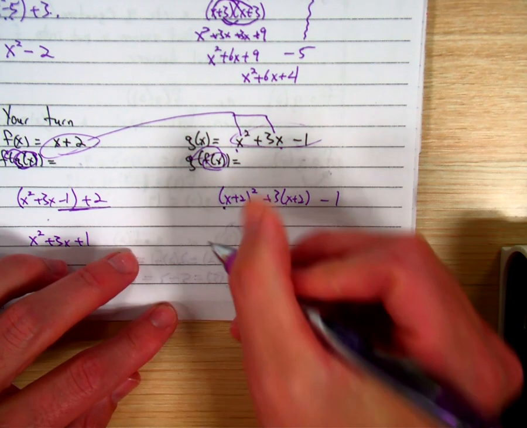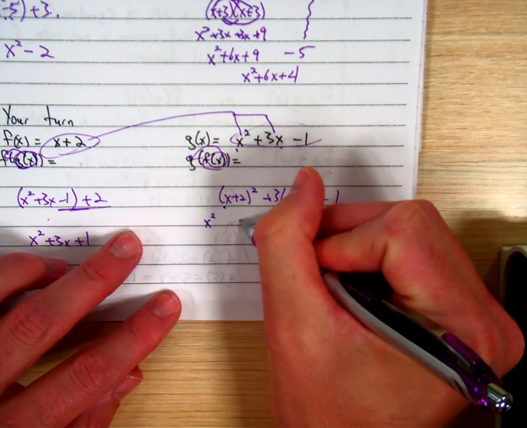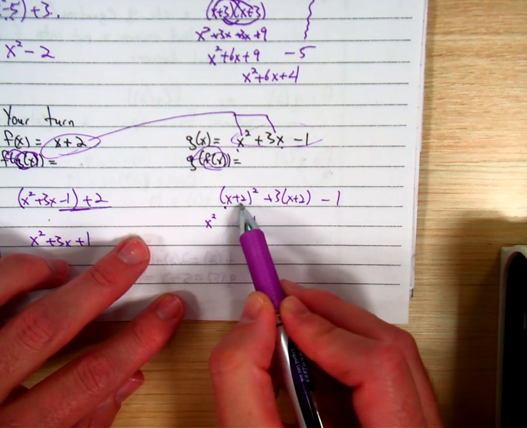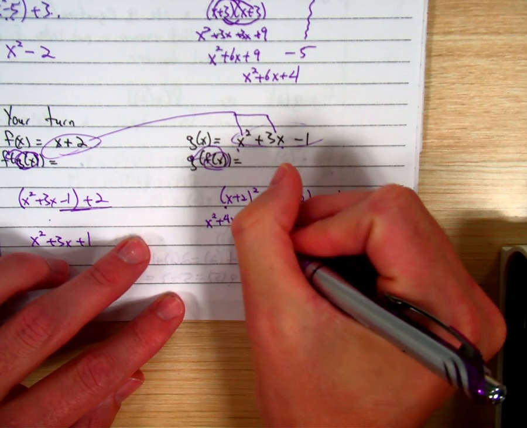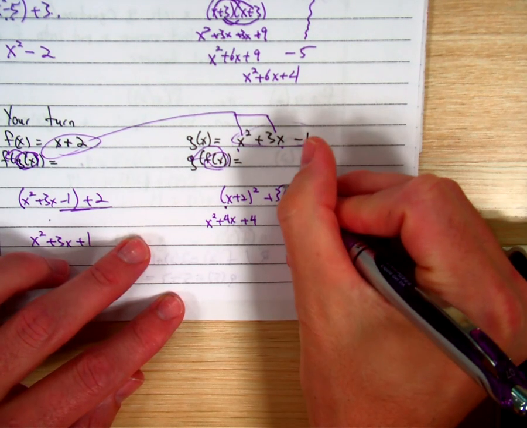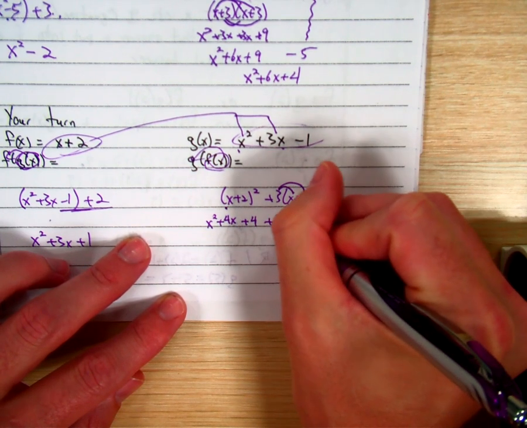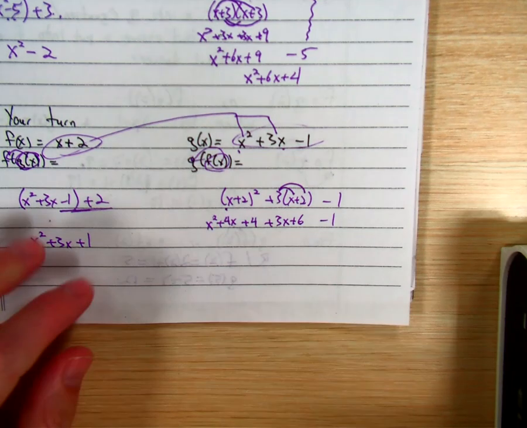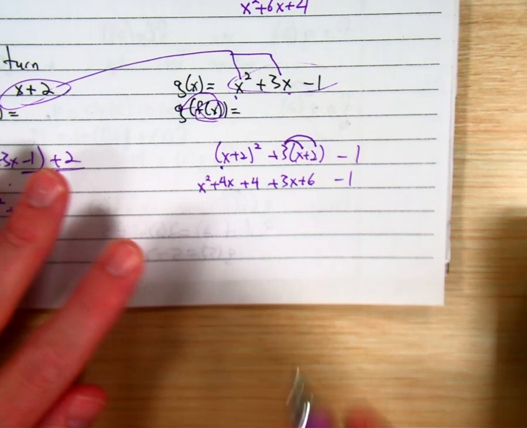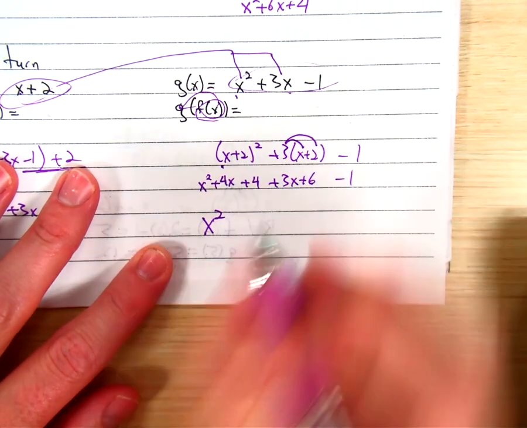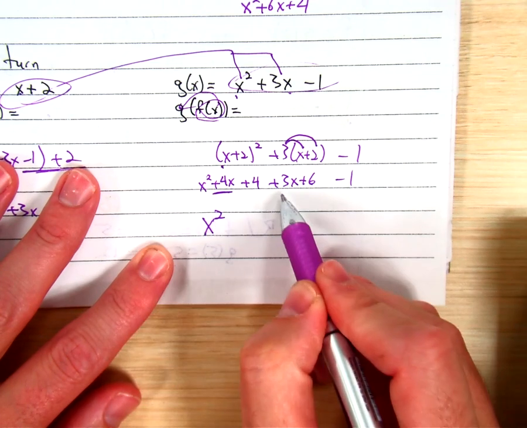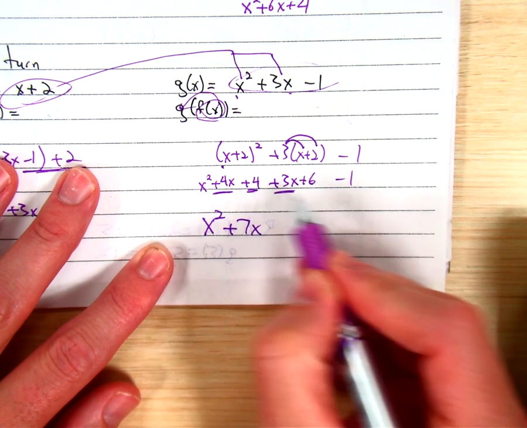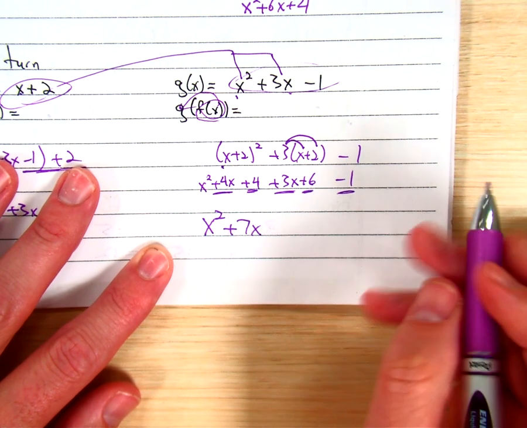Square the first one, x squared. Square the second one, plus 4. Multiply them together, 2x, and double it, plus 4x in the middle. Okay, 3 times x, 3 times 2, minus 1. Alright, let's combine some like terms. Okay, there's no other x squareds. We have a plus 4x and a plus 3x for plus 7x. And then we'll have plus 4, plus 6, that's plus 10. Minus 1 is a plus 9.